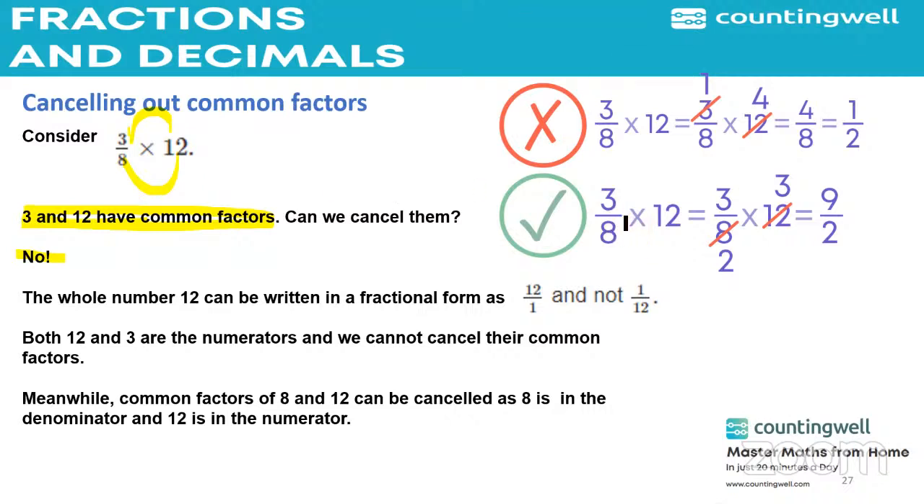So we are getting 4 as a common factor for 8 and 12. So we have 4 twos are and 4 threes are. Then we multiply the numerators, 3 into 3. So we have 9 upon 2.